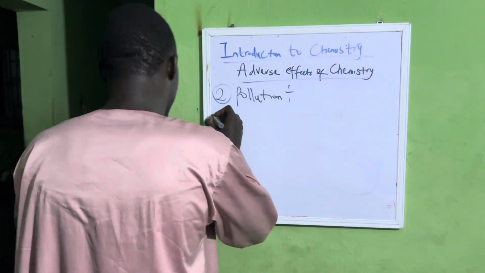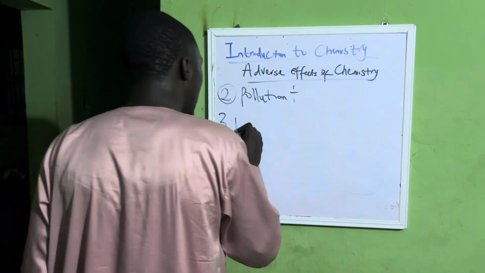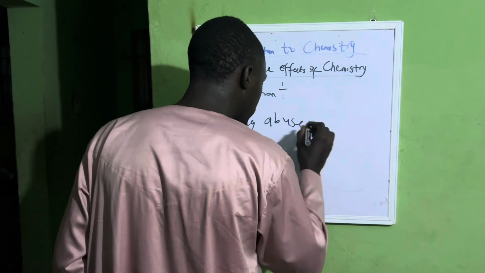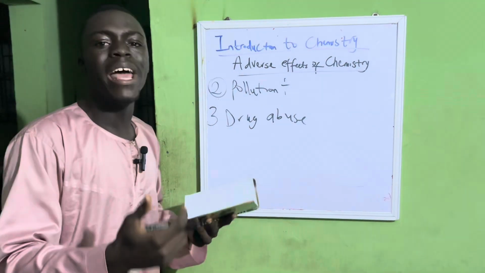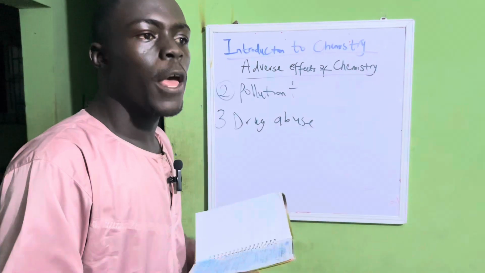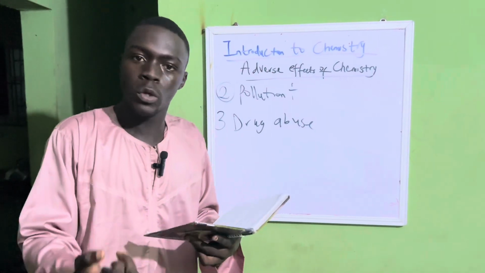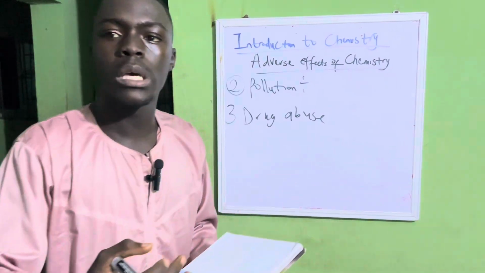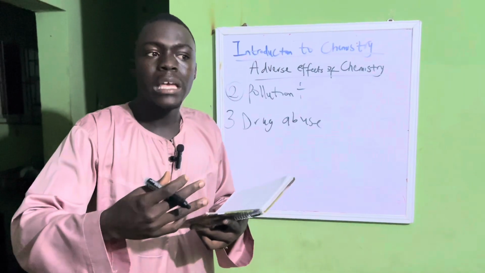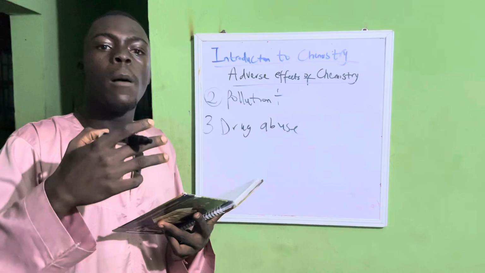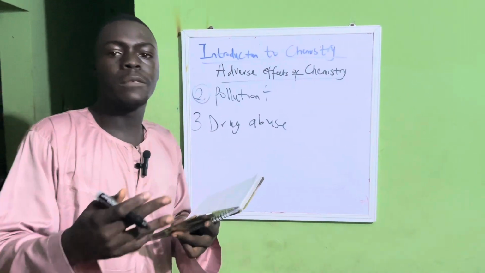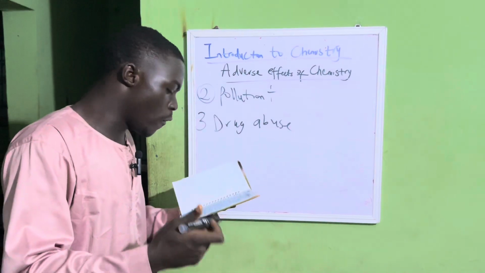Another adverse effect of chemistry is drug abuse. Drugs that have been produced by chemists for healing purposes have been misused by youth and some other adults, and they started using them in such a way that they have not been told to use them. You understand? So that is one of the adverse effects of chemistry.